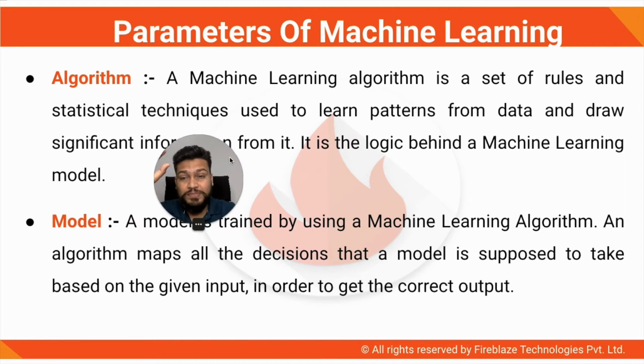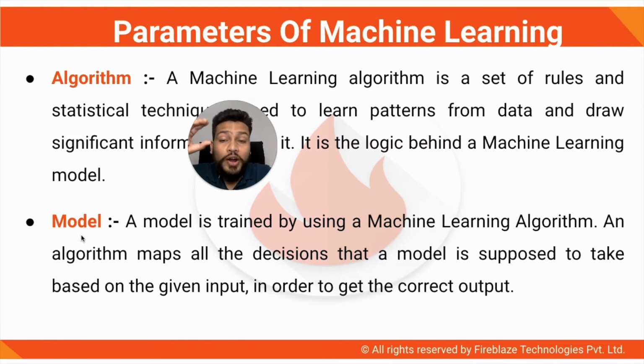So those are the steps. And then what is a model? A model is a trained entity using a machine learning algorithm. So models are trained using machine learning algorithms, and the algorithm maps down a decision, and the inference which it stores, those are basically kept in a model.